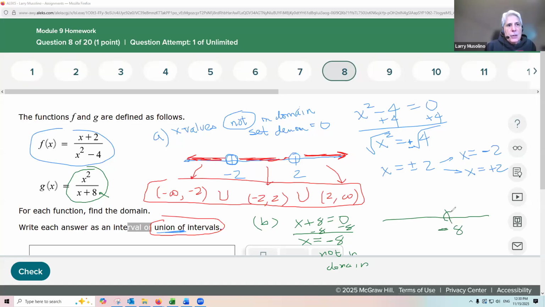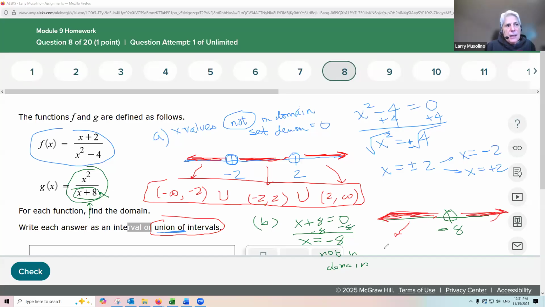And I'm going to put an empty circle here because I can't let x equal negative 8. You could probably see that when you look at this denominator. If x was negative 8, the denominator would be negative 8 plus 8. That would be 0, but that would get you in a lot of trouble because you're not allowed to divide by 0. Well, on this number line, x can be any value except negative 8.